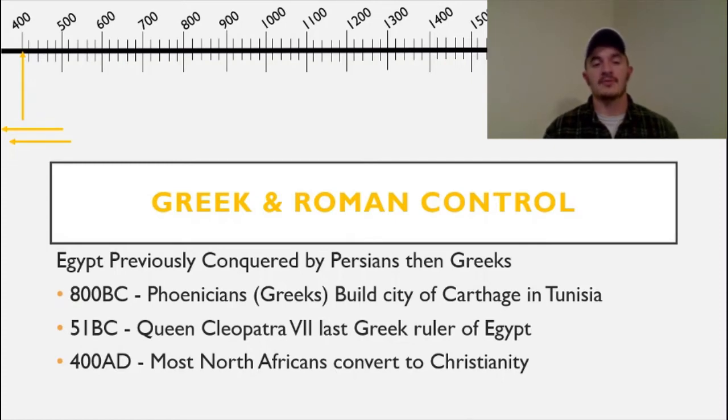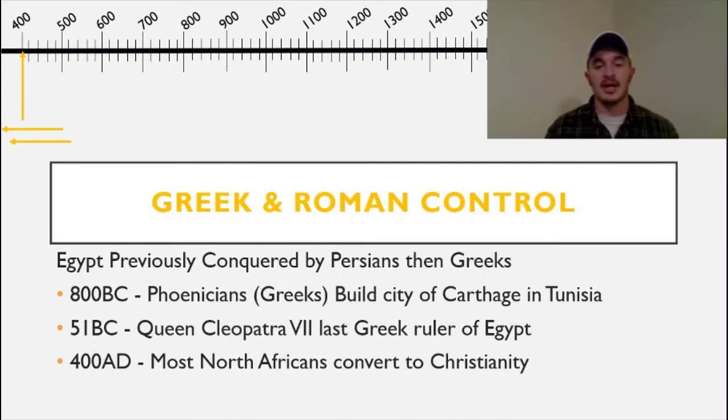The first thing we have is around 800 BC. Reminder that BC means before Common Era, so think of it like a negative number. So it's not 1,200 years ago. It's 2,800 years ago. So 800 BC, like a negative number, negative 800. Phoenicians, or ancient Greeks, build the city of Carthage in Tunisia.